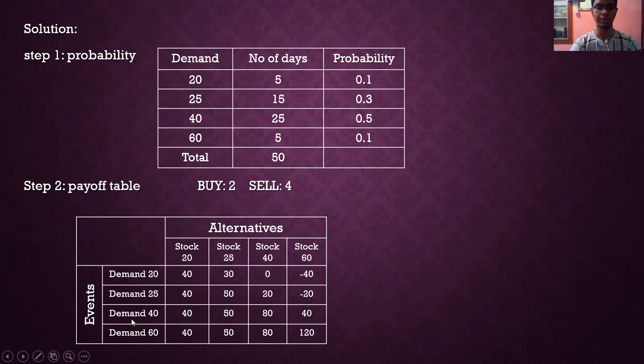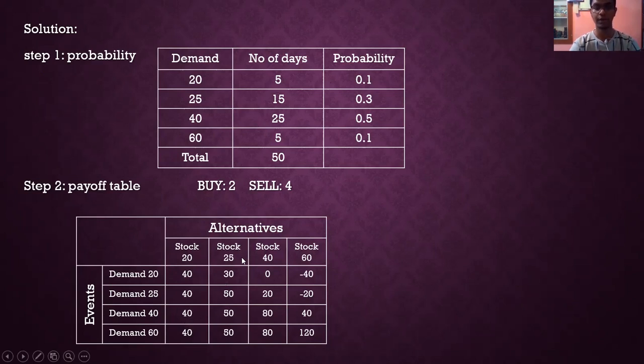Now we'll go to demand 40. Here we have only 20 stocks, but we have a demand of 40. So we have double the demand, but we don't have the stock. What to do? We can only sell what we have. So 20 into 2, which is a profit of 2 for each unit, will give us a profit of rupees 40. That 40 we are writing here.